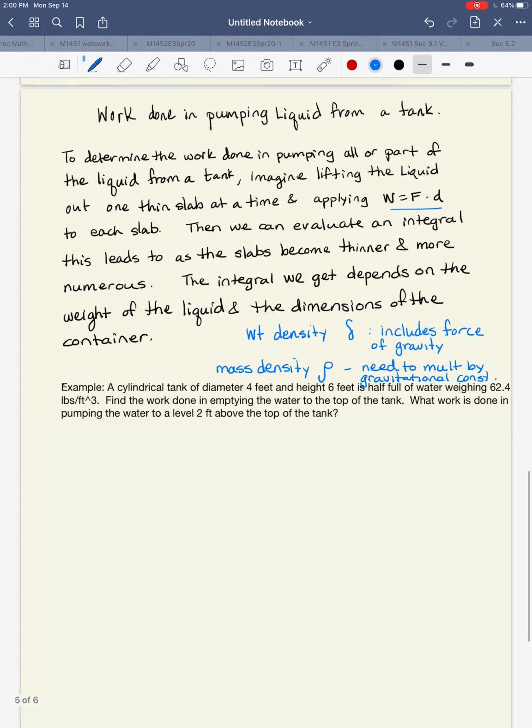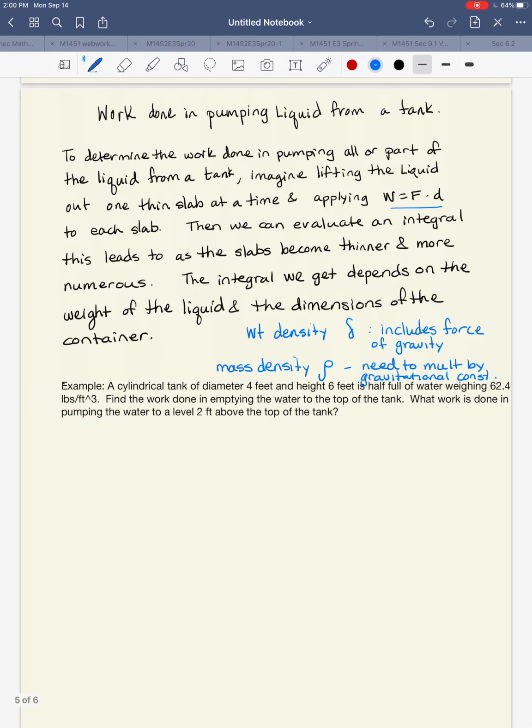Okay, so here's my first example. A cylindrical tank, that means it looks like a can, of diameter 4 feet and height 6 feet is half full of water, weighing 62.4 pounds per cubic foot. Find the work done in emptying the water to the top of the tank.